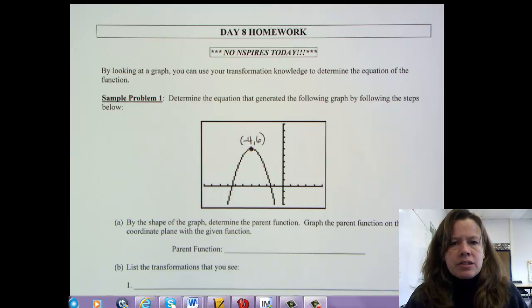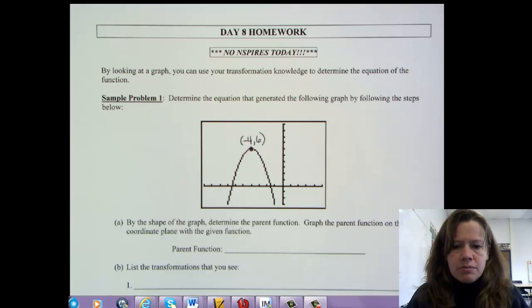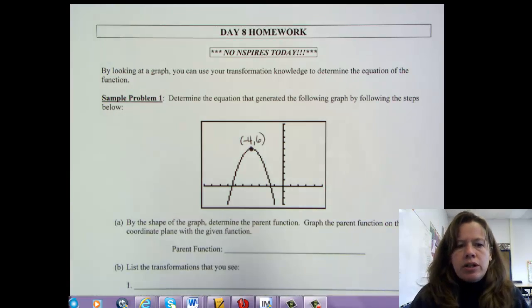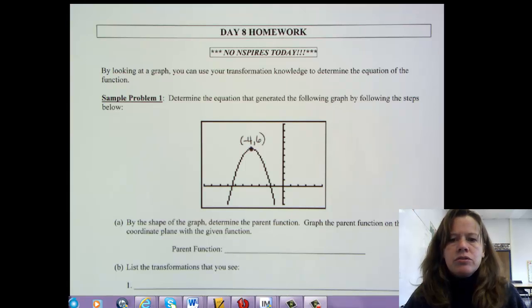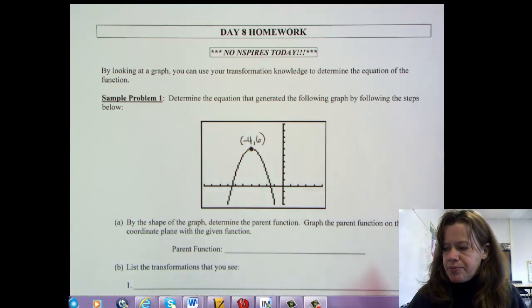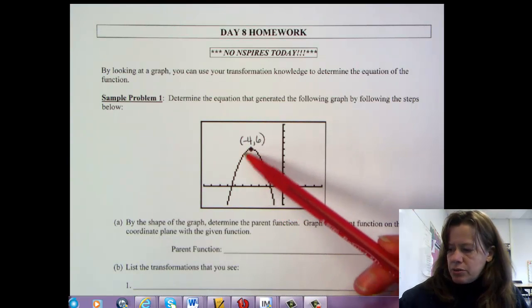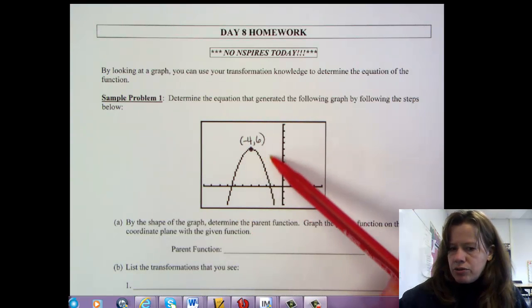So let's go through a couple of samples together, and then we'll move on from there. Just by looking at a graph, like on your day 8 homework packet, we can use everything we know about transformations to determine the equation of that function.